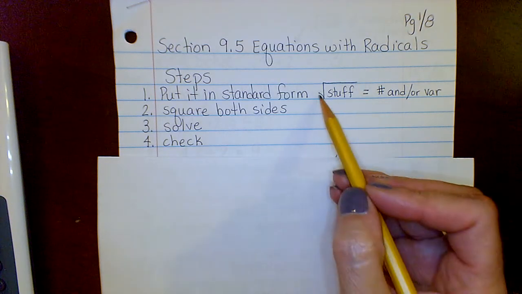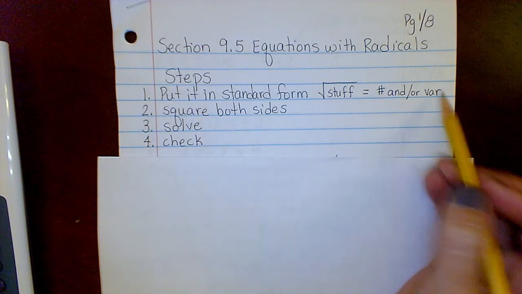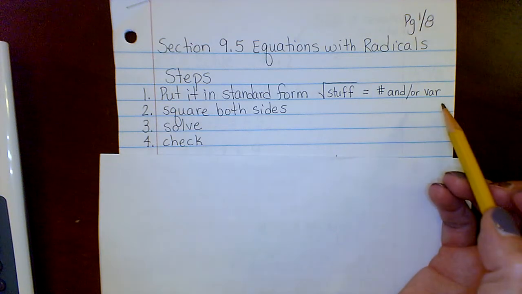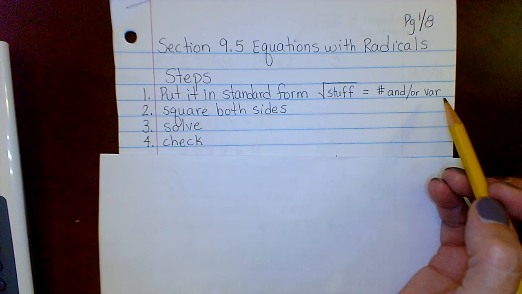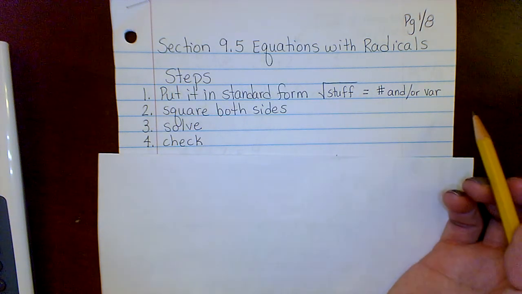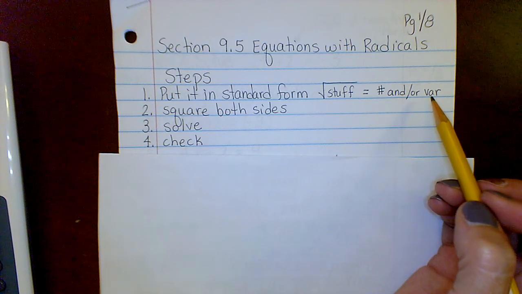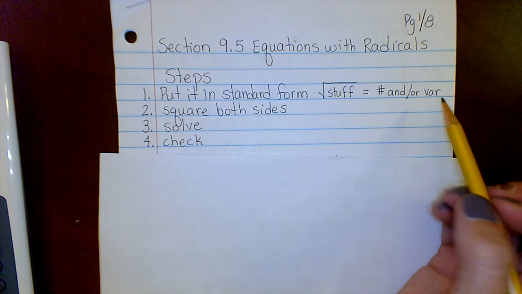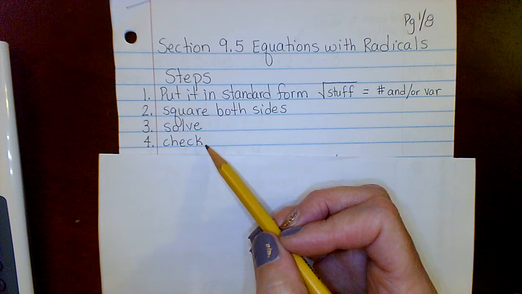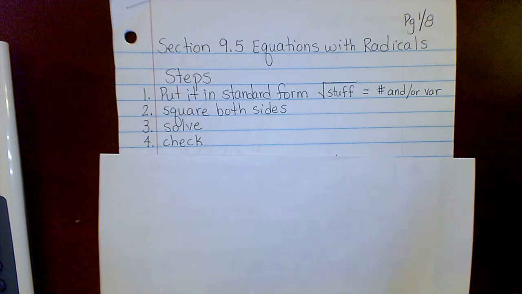That means we get the square root of whatever stuff's under there, then the equal sign, and then whatever else is over here, whatever other kind of expressions. Could be numbers, could be variables, whatever. But the key is that the square root's by itself. Because then we can square both sides. That'll get rid of the radical. Then we'll have something that's a little bit nicer to solve, and we'll have to check our answers, because when you square both sides of an equation, sometimes you introduce what's called extraneous solutions.